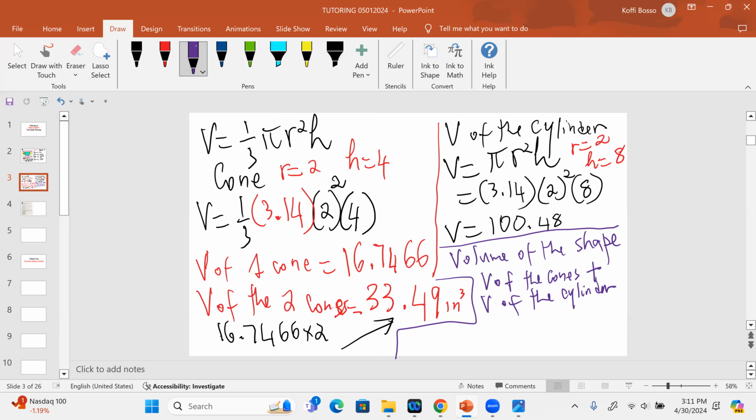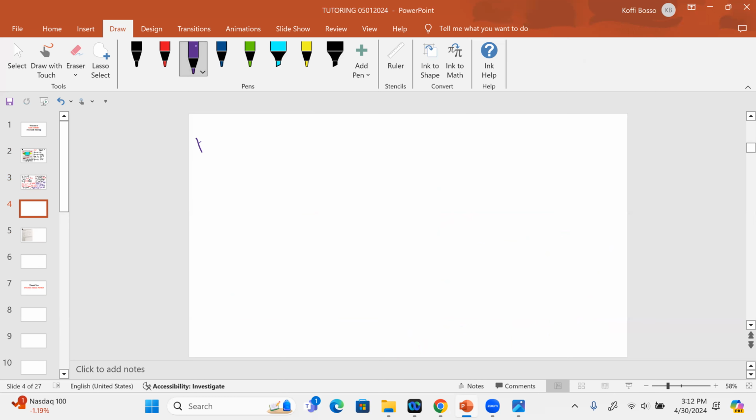Yes. So that means my V, if I call it capital V, will be the 33.49 cubic inches plus the 100.48. Okay, what do you get? Let me see. I got 33.49 plus 100.48. That gives me a total volume of the shape of 133.97 cubic inches.